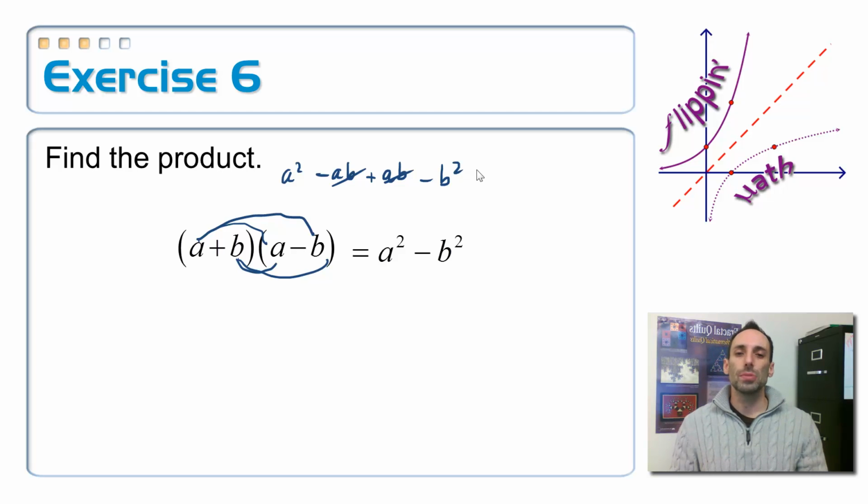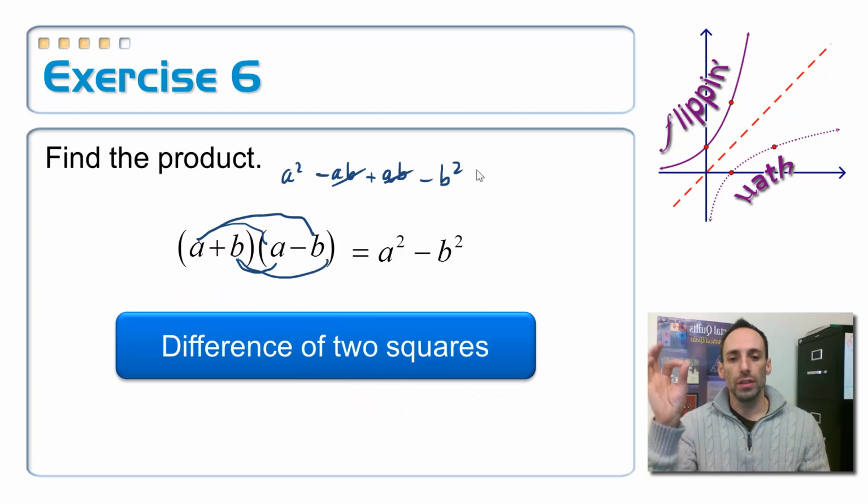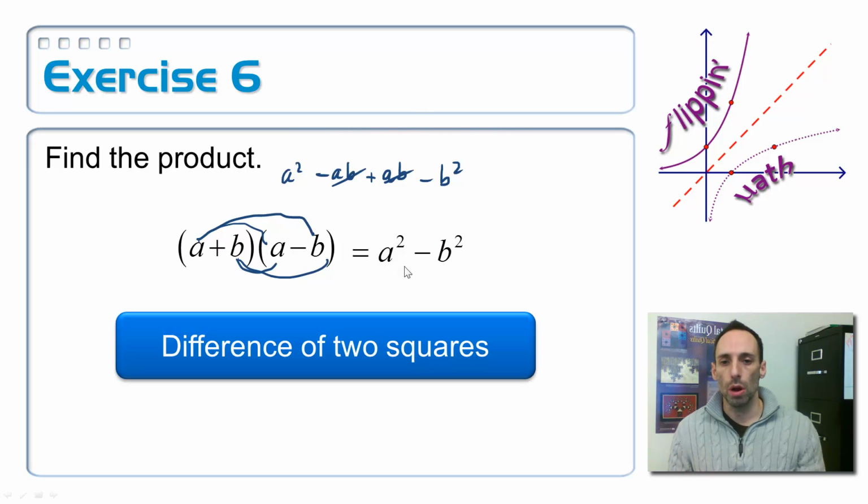This one has a special name. It is called the difference of two squares. Can you see why? Difference, subtraction, two squares, a squared and b squared. Difference of two squares. I want you to recognize this product. I want you to see it so that you don't have to FOIL it every single time.